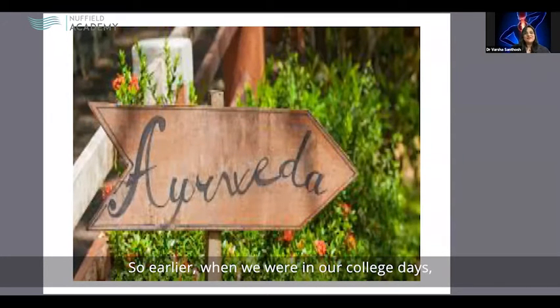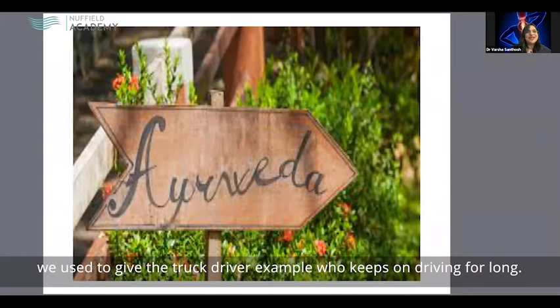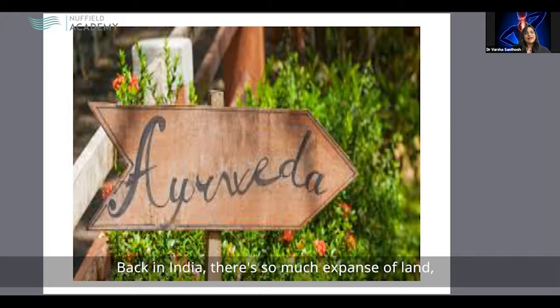So earlier, when we were in our college days, we used to get the truck driver example, who keeps on driving for long back in India.